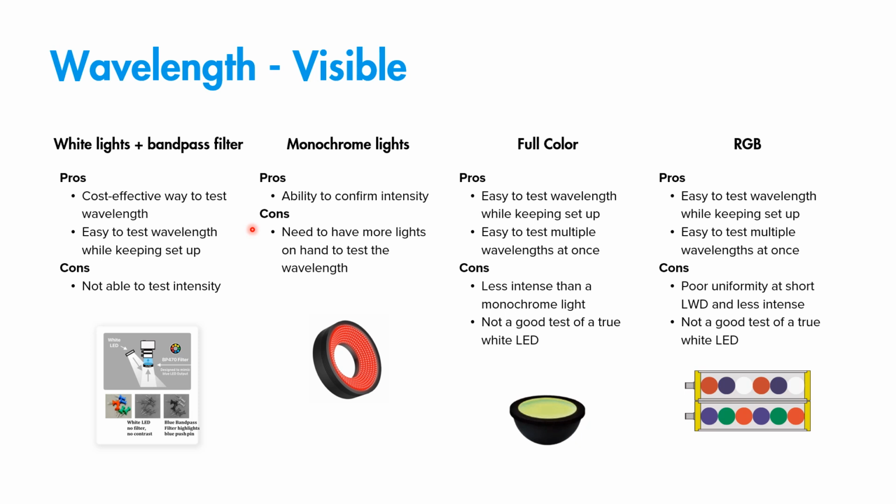The cons of a full color light are the same as the white light with the bandpass filter, as you're only using a third of the LED at a time. It's going to be less intense than a monochrome light, and it's not a good test of a true white LED. A white LED has a spectrum that's kind of got a big peak at blue, and it drops down and then goes up a little bit and pitters out around the IR wavelength.